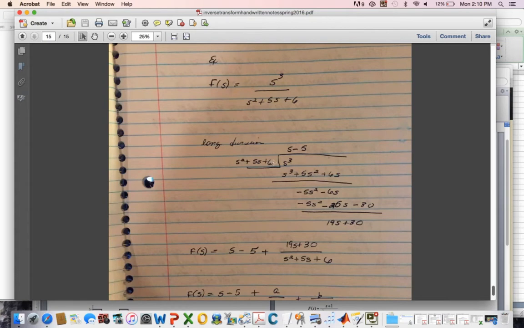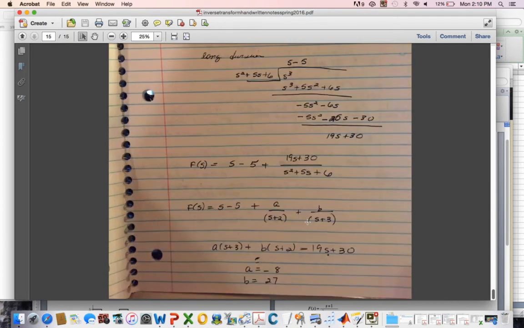So s cubed minus s cubed is 0. I bring down the negative of these two terms. Now s squared will go into -5s squared minus 5 times. So I repeat the process, and what's left over is 19s plus 30. Now this is of lower order than my denominator, and so this is considered a remainder. So I can now write the expression s minus 5 plus my remainder over the original denominator, which can be factored into s plus 2 and s plus 3.